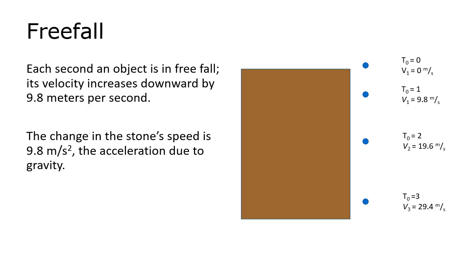The stone initially has a velocity of 0 meters per second. After 1 second, the velocity of the stone is 9.8 meters per second. After another second, the speed of the stone is 19.6 meters per second. By the time the stone hits the ground 3 seconds later, it is moving at a blistering 29.4 meters per second. That's almost 66 miles per hour. The change in the stone's speed is 9.8 meters per second squared, the acceleration due to gravity.